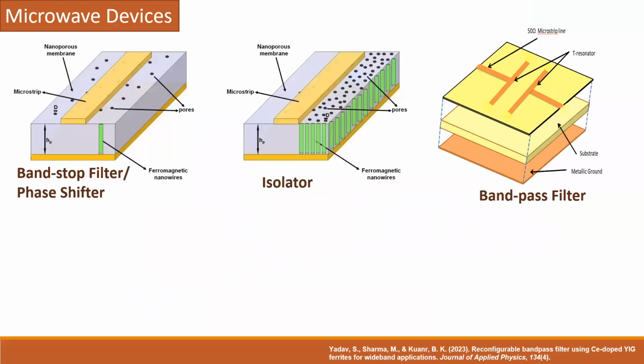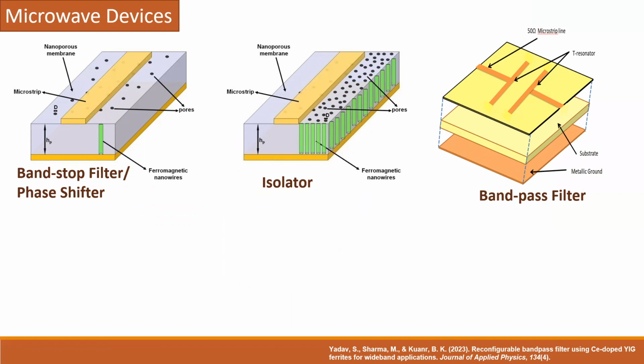Now, what are the different types of microwave devices which we can fabricate on these AAO templates, these ferromagnetic AAO templates? There are various categories. If I deposit a simple microstrip line on these AAO templates, it serves as a bandstop filter as well as a phase shifter. If I determine the magnitude of the resonance of the transmission line, that serves as the bandstop filter. And if I look at the phase of that material, that can be used as the phase shifter.